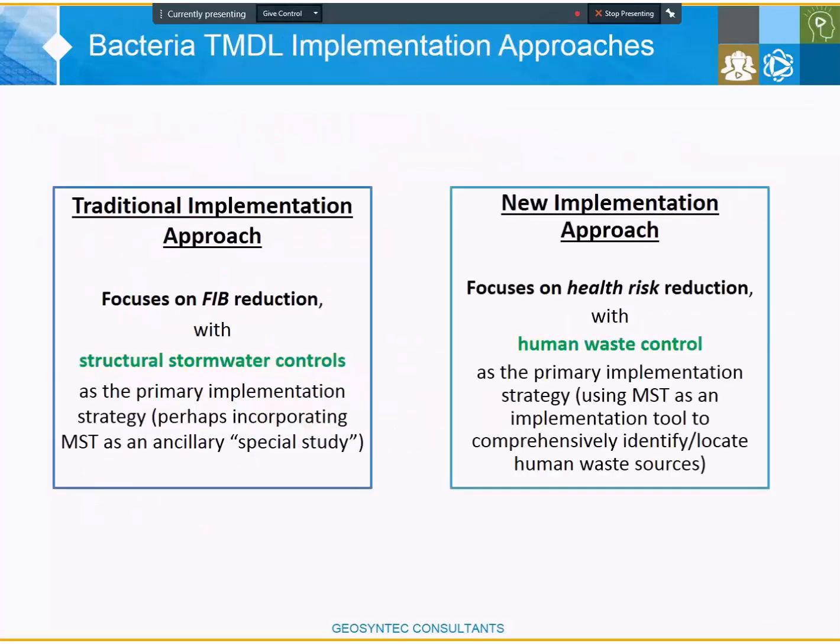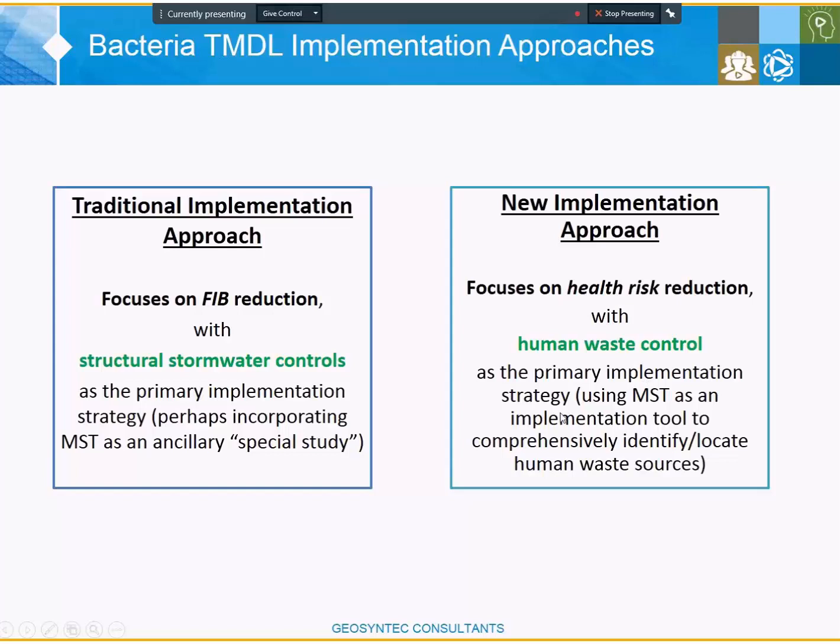So one way we communicated this to the stakeholders, including the regulators, was that we have a choice here. We can go with the traditional implementation approach, which focuses on fecal indicator bacteria, which uses structural stormwater controls as the primary implementation strategy. Or we can go with a new implementation approach, which focuses on health risk reduction, consistent with the direction regulations are taking, with human waste control as the primary implementation strategy.